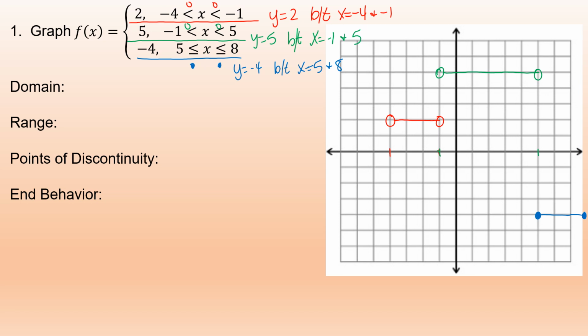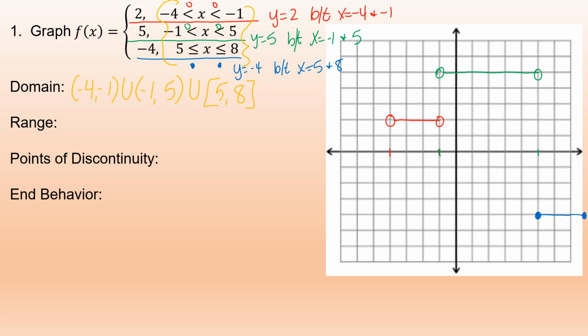So what's your domain? We've got to look at that very, very specifically. We're starting at -4 and we're going to +8. Okay, so at -4, it's an open circle to -1. Union, the next section is from -1 to 5. Again, both open circles, so both parentheses. And then union, in the last section that I graphed, the 5 and the 8 on the x's are both included, so those get brackets.